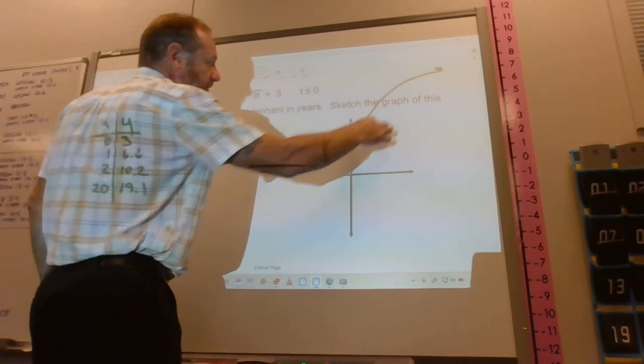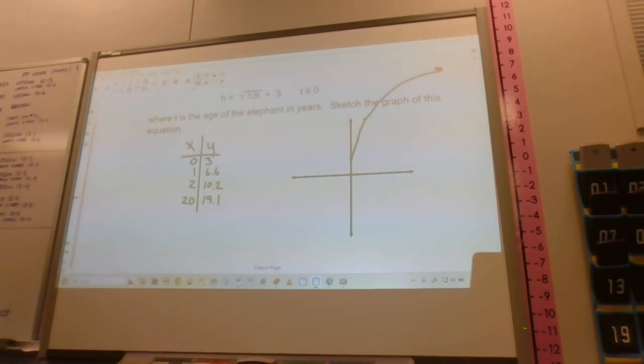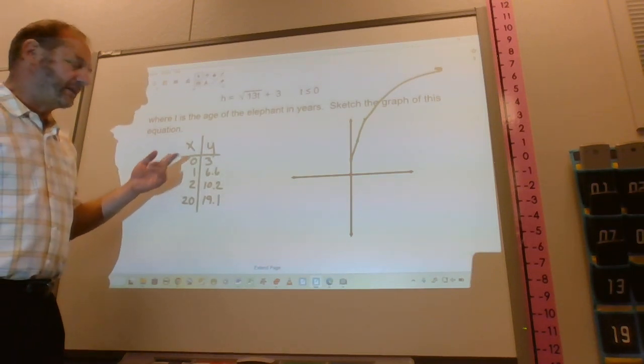Okay, so it's got the square root curve. It's just kind of stretched a little bit this way. And you can see it's growing slower and slower, which makes sense. Okay, you're not going to grow as an adult like you do as a child.